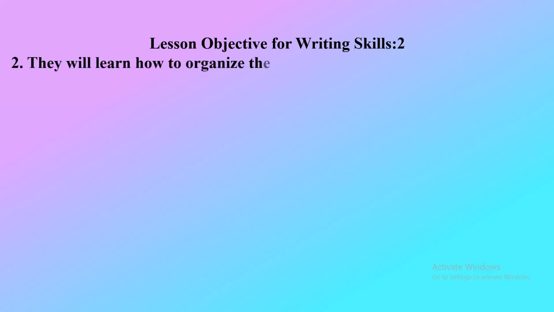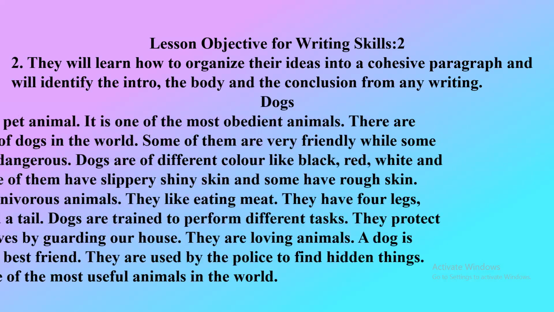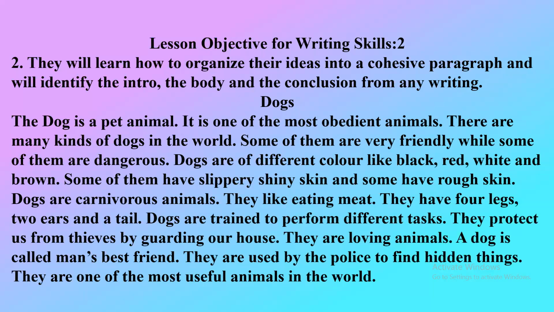Lesson objective for writing skills 2. Number 2, they will learn how to organize their ideas into a cohesive paragraph. Now let me relate this objective with the given task. This is a pair activity where each pair of students will be provided with a sample writing. Paragraph writing, the topic is dogs. In this paragraph, the sentences are disorganized. The students will be asked to read the sample writing twice and discuss with their partners. After that, they will identify and underline the intro, the body, and the conclusion from the sample writing.